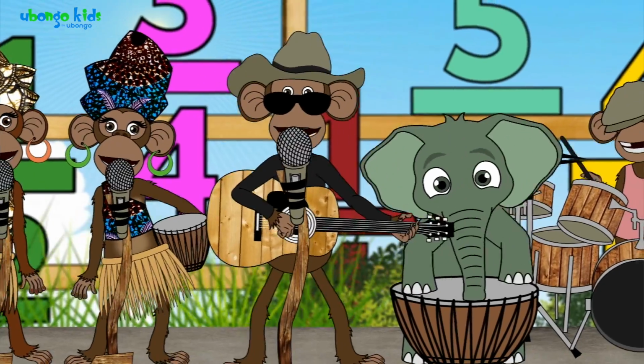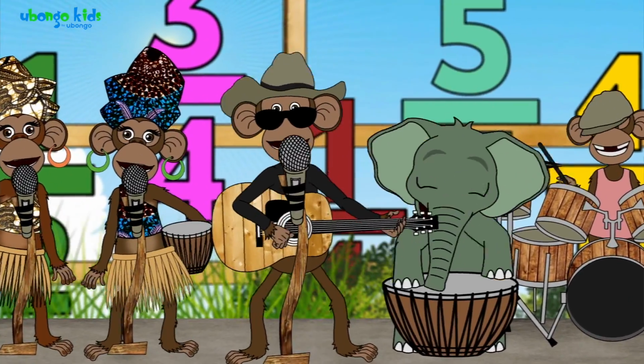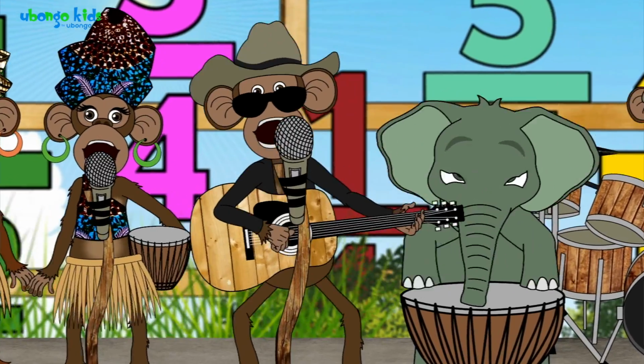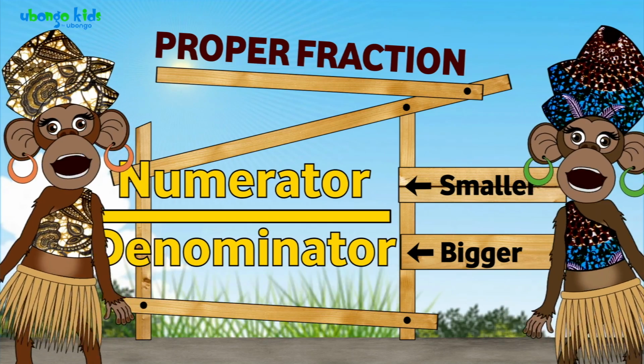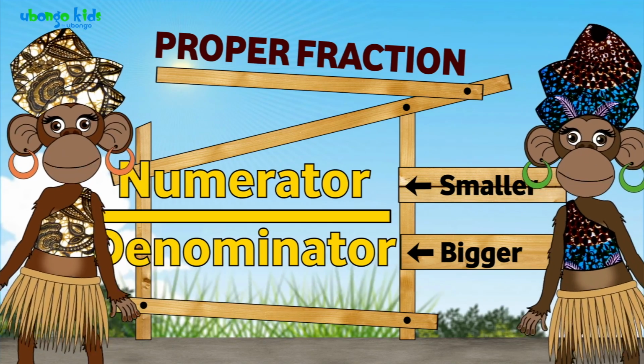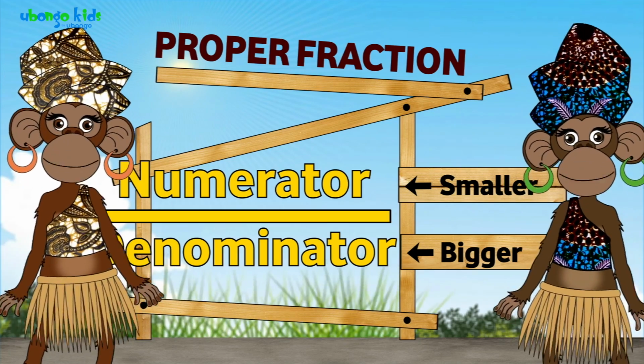Don't you forget, or else you will regret. A fraction is proper, the numerator smaller. Denominator is bigger.